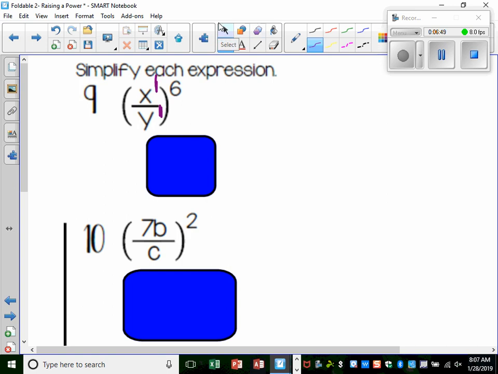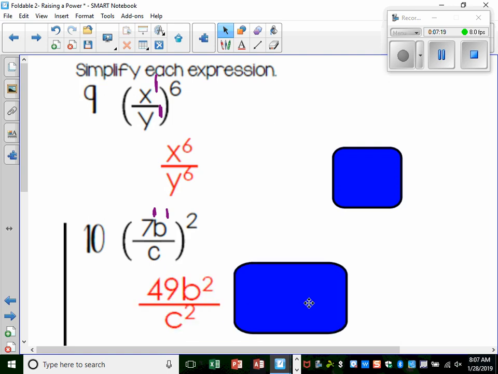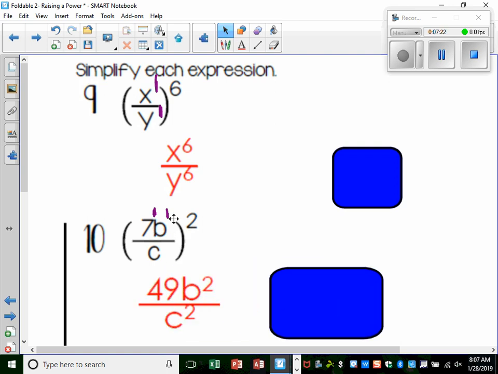So when you actually multiply that exponent that's on the outside, 1 times 6 is 6. 1 times 6 is 6. Okay? So what if there's another factor in there? That also has to be raised, or multiplied. So these are ones again. So we're going to raise 7 to the second power because 1 times 2 is 2. So here's our final answer: 49, b to the second, and c to the second.